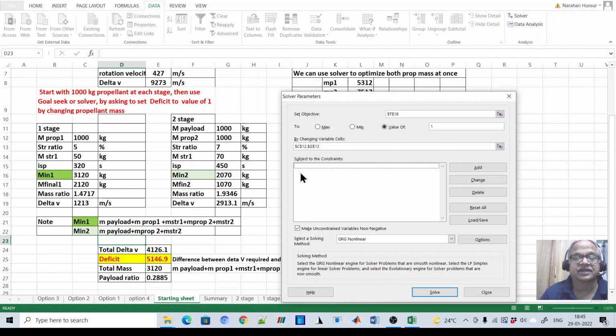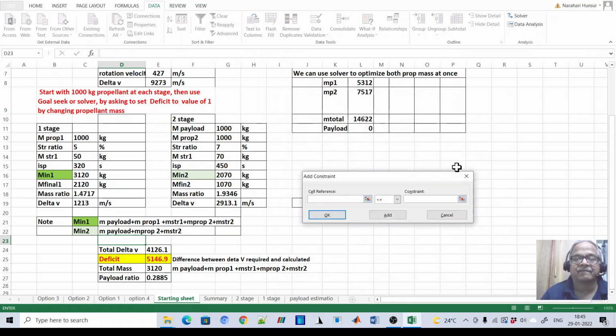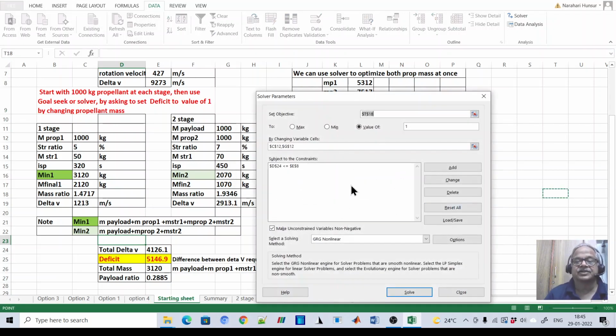What will be the constraint? Constraint will be this. I have to add a constraint. The constraint will be that the delta V I require will be equal to this value. Okay, so I have added that constraint. Now I can say, okay, do solve.